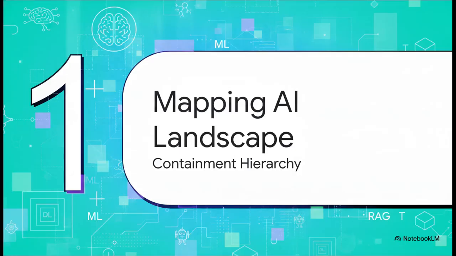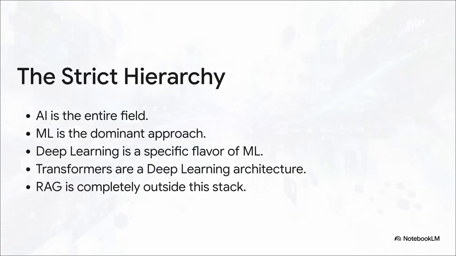Section 1. Mapping the AI landscape. Okay, so people often treat these four terms, machine learning, deep learning, transformers, and RAG, as parallel categories, right? Like they're all just different items on the same menu. And that is exactly where the confusion starts.